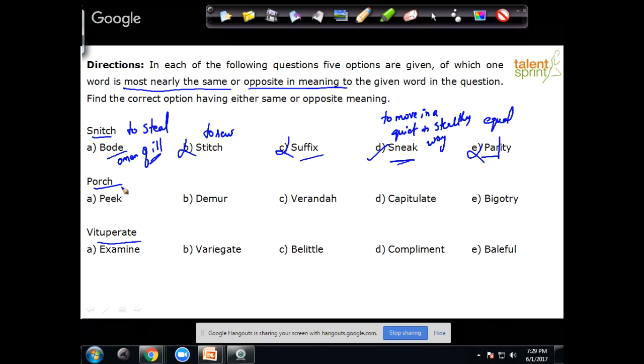Porch, not a very difficult word, but then again, you never know. It depends on our vocabulary, on how extensively we have read, how familiar we are with words. A porch is nothing but a veranda. It's an open room which is attached to the outside of a building, where you can just lounge and enjoy nature. The word itself has veranda, so it's a synonym. So the first one was a synonym, the second one also is a synonym.